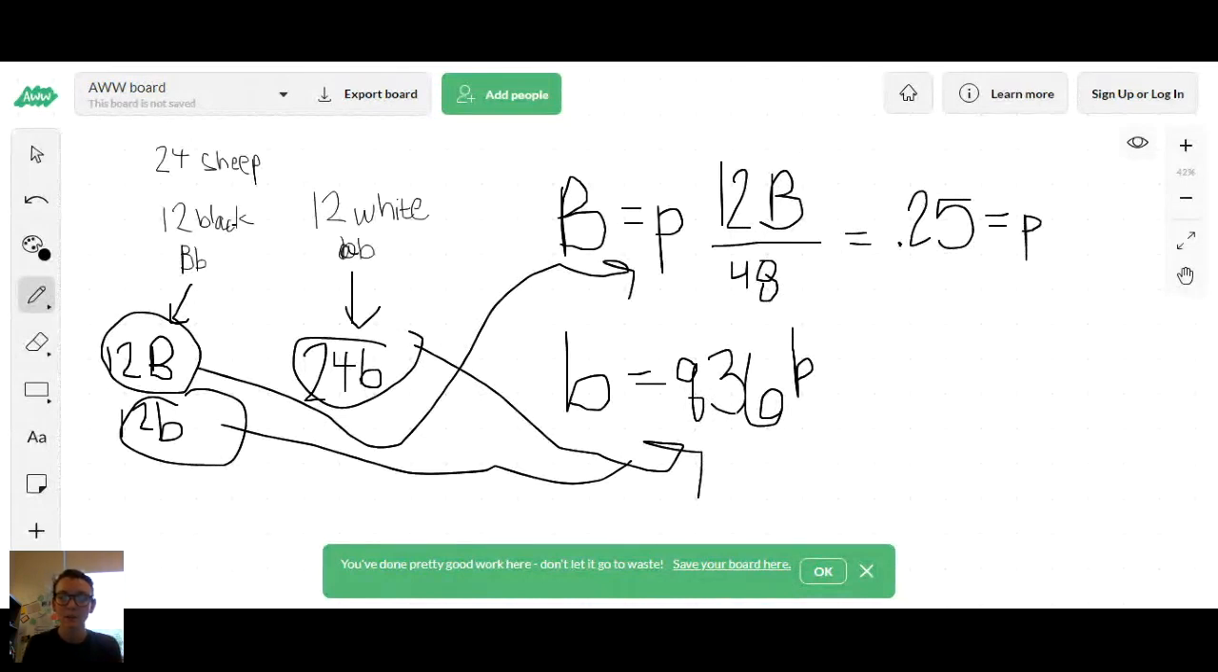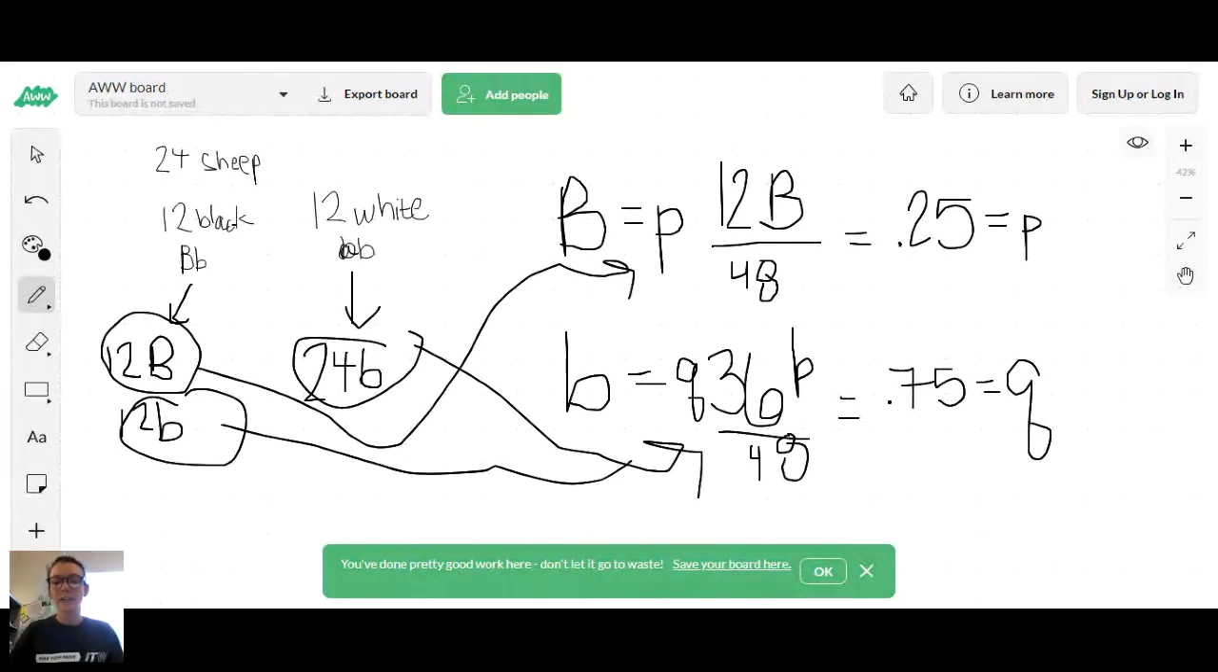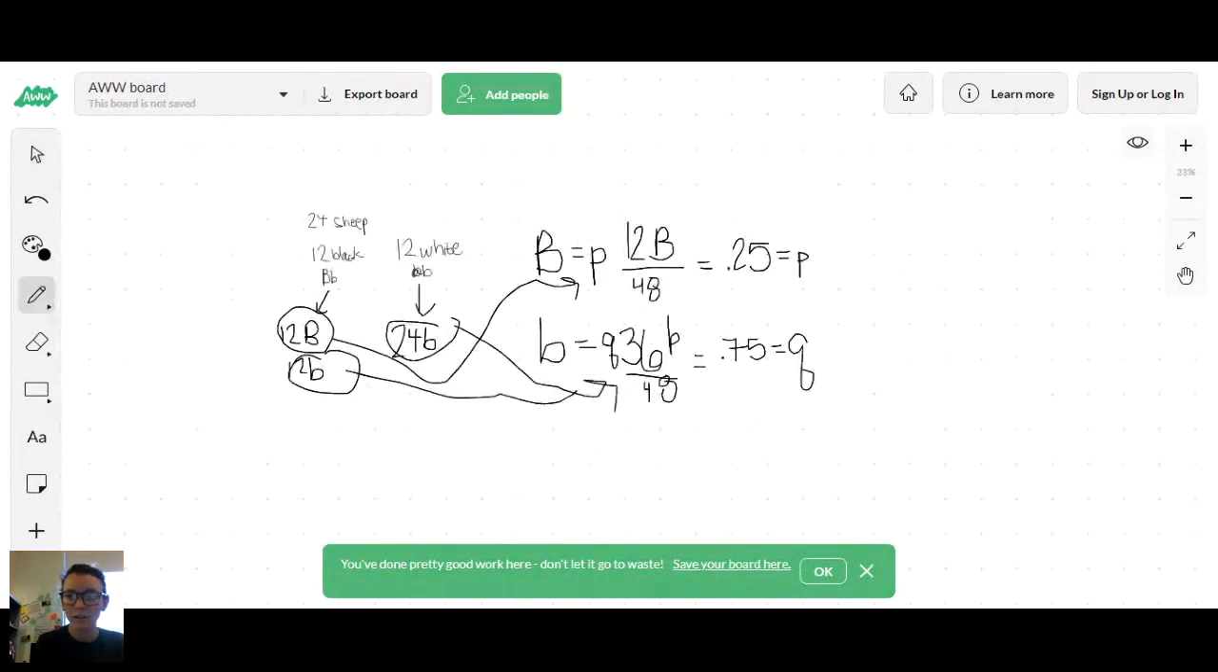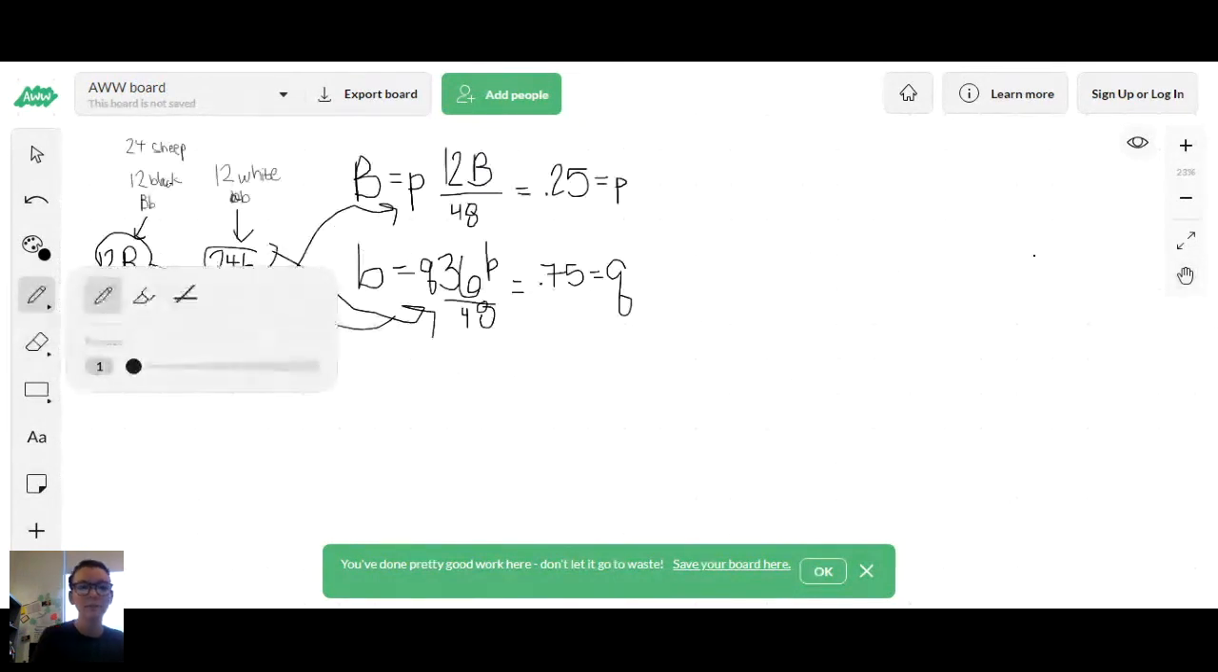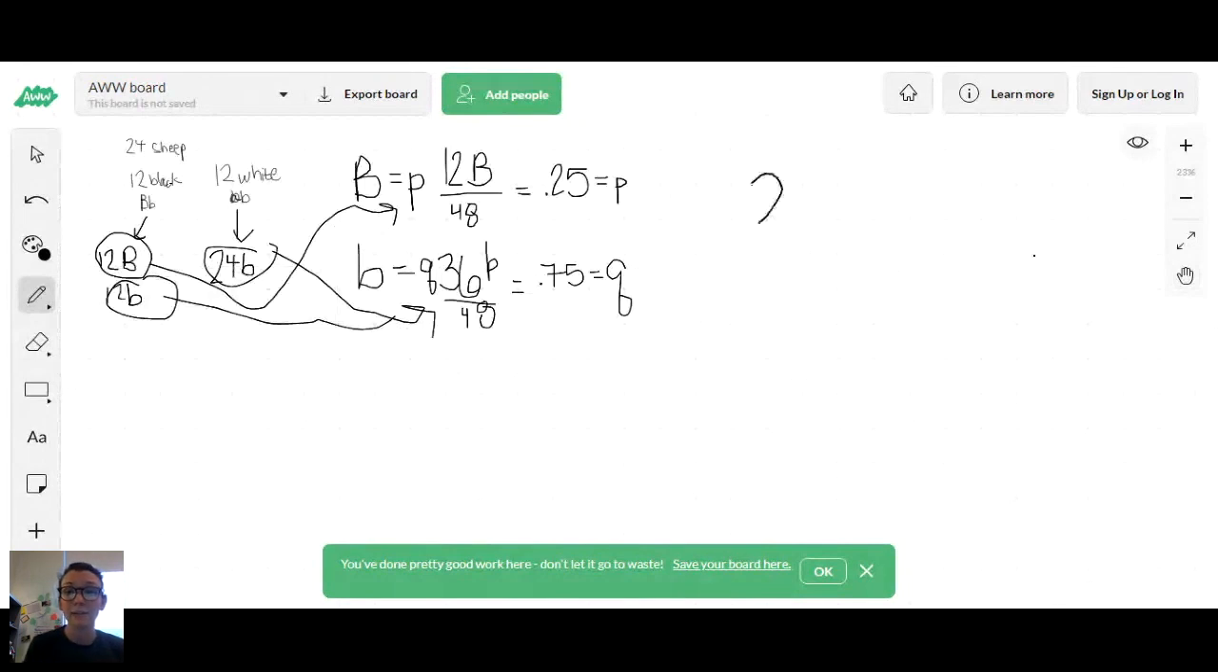If I put 36 over 48, then I would get 0.75, or 75% of our alleles are recessive, which would be equal to Q. So the frequency of the dominant allele P is equal to 0.25. The frequency of the recessive allele Q is equal to 0.75. I can also look for the frequencies of the heterozygotes and the homozygous recessives in the population.